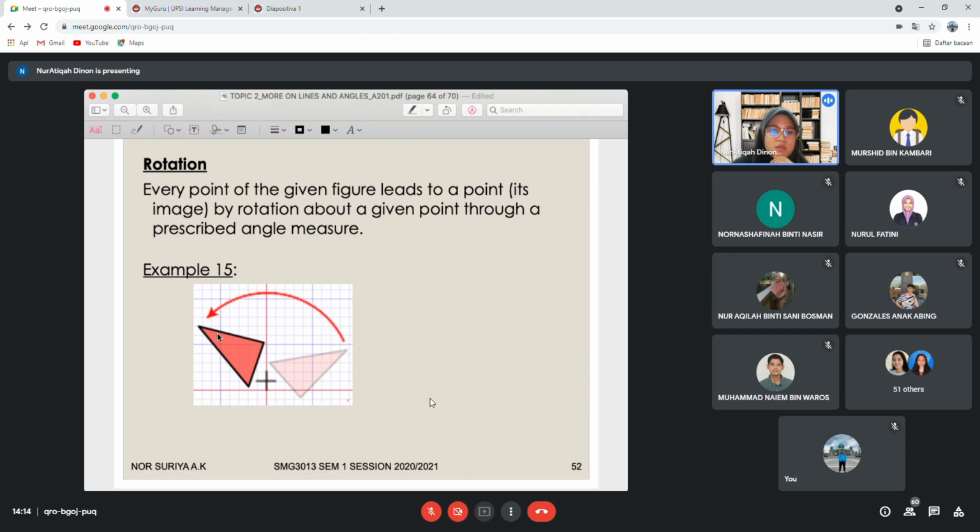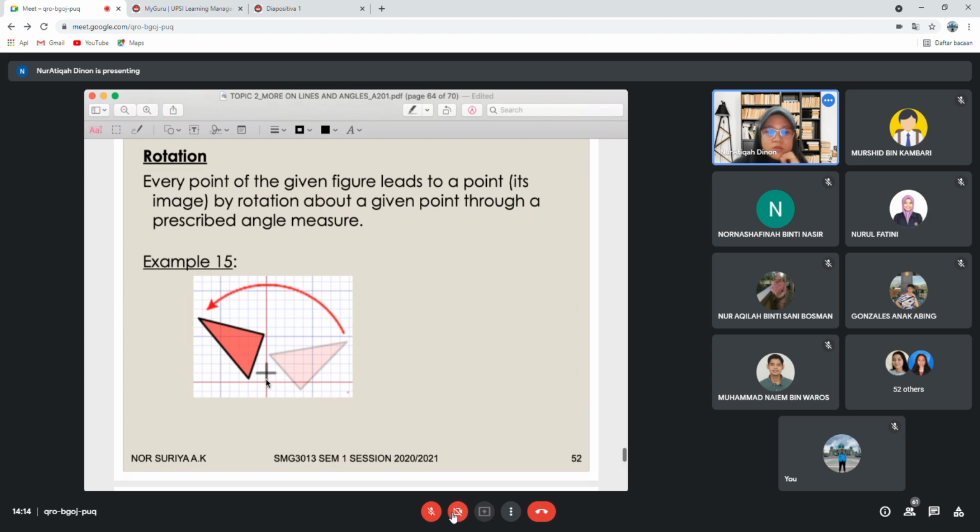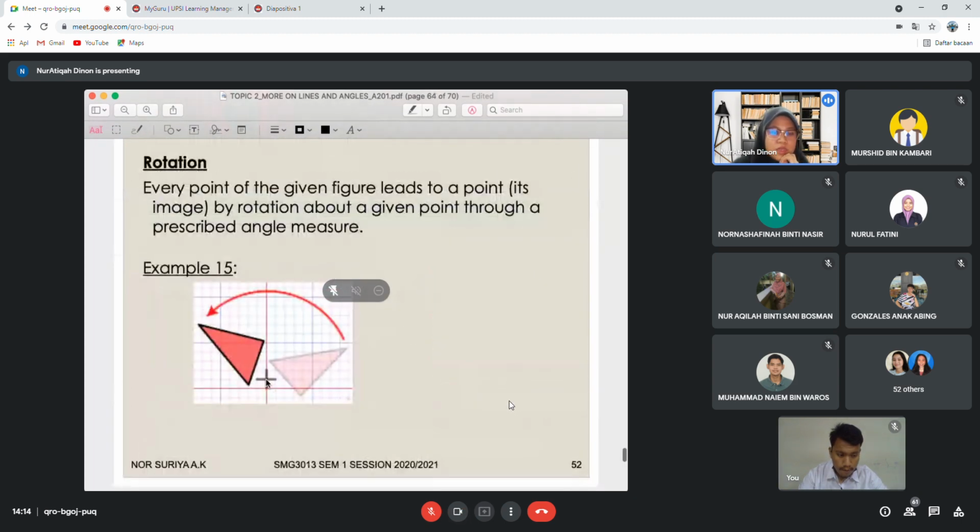Okay, the transformed points. So this point here has been rotated to this point here, this point here has been rotated to this point here, and this point here has been rotated to this point here. All these 3 points have been transformed based on the original or main point here, and also the same angle. Okay, that's all about the transformation. So we have 3 kinds of transformation: slide or moving, then reflection, and the last one is rotation.